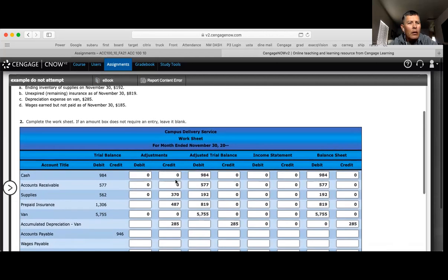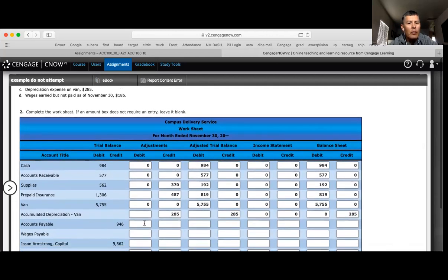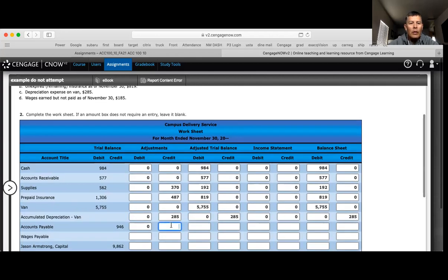Okay, anything with accounts payable? Nothing for accounts payable, so this will be 0. Oh, I better put 0 in here as well. We're not doing anything with accounts payable, so this will be 0. This will be 946, we'll just bring that total over. And then over here, accounts payable does not go on the income statement as well, so we're going to have a credit balance here. So this will be 946.